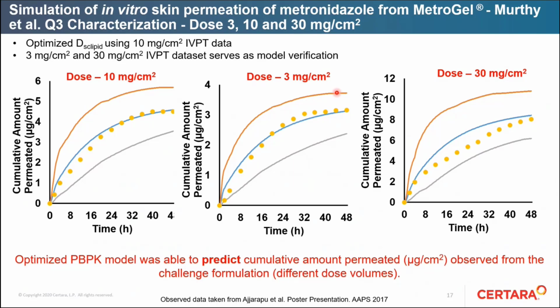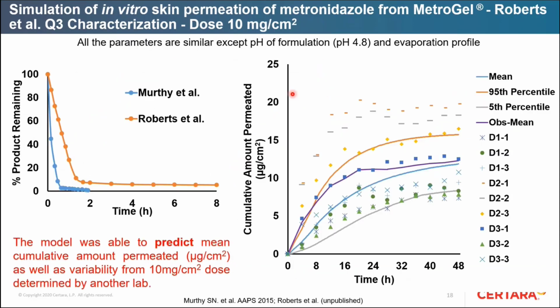Because the metamorphosis is happening differently from these doses, the evaporation rates are different, and the model should be able to capture this. So we were able to then verify the other 2 doses with 3 and 30. We also have, you can see, these are the 2 different evaporation profiles, one from the Murthy lab and the other from the Roberts lab.